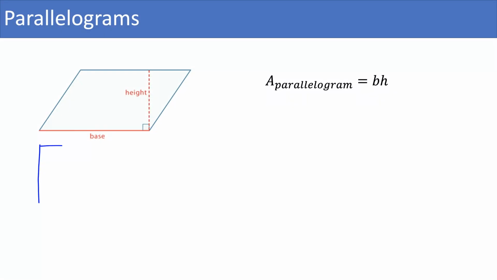And then if you cut this right triangle and put it over here, it would turn into this rectangle there. So that's why it is the same formula as a rectangle, base times height.